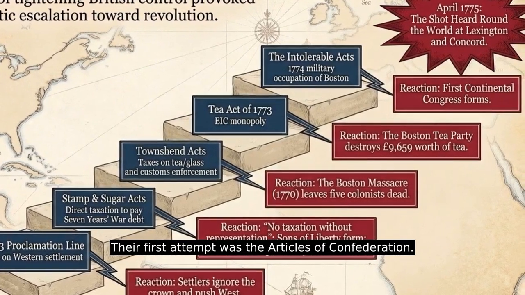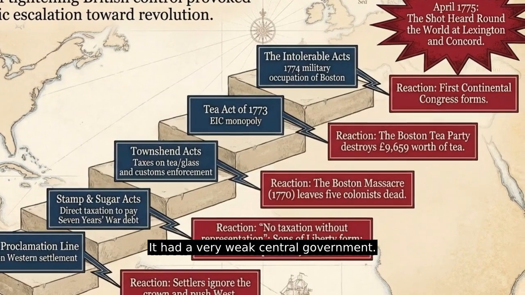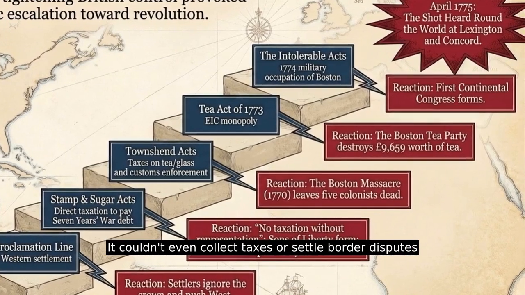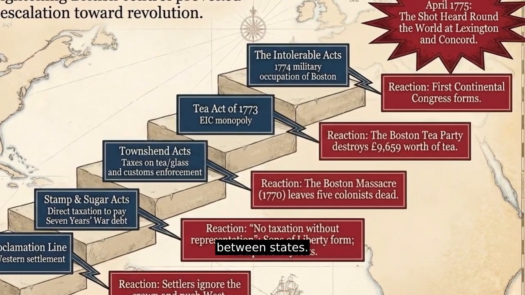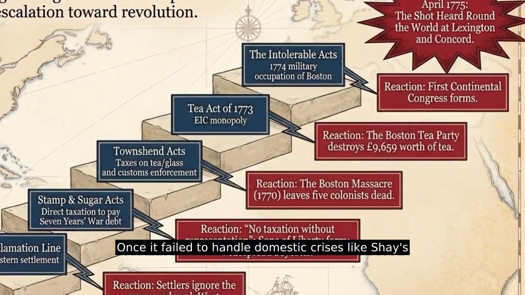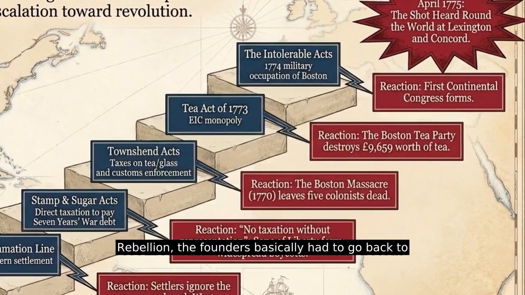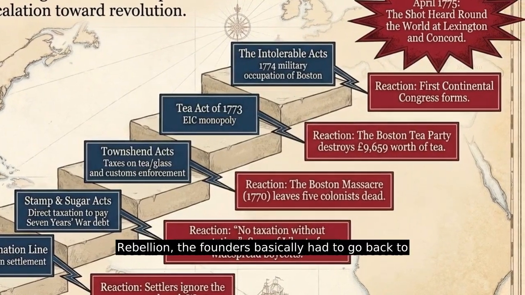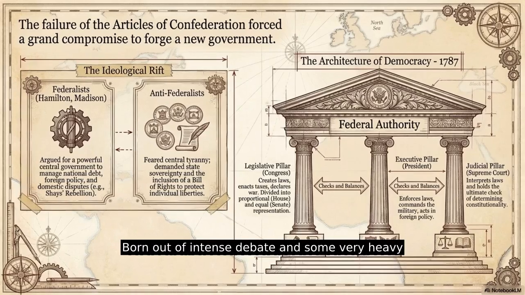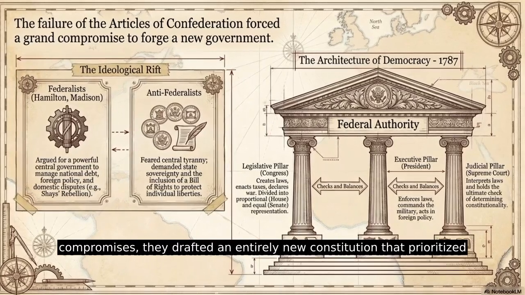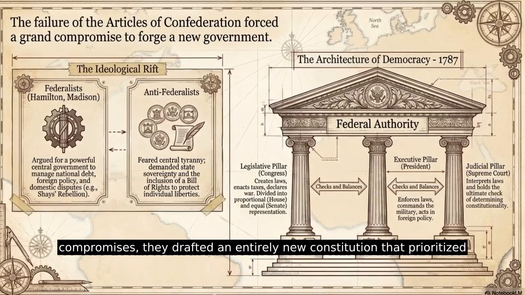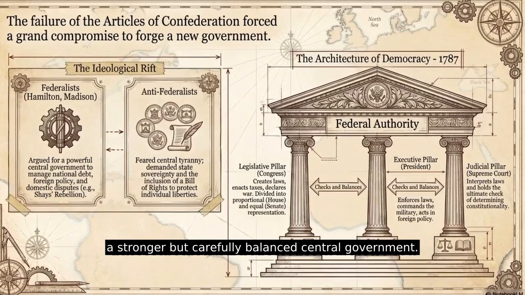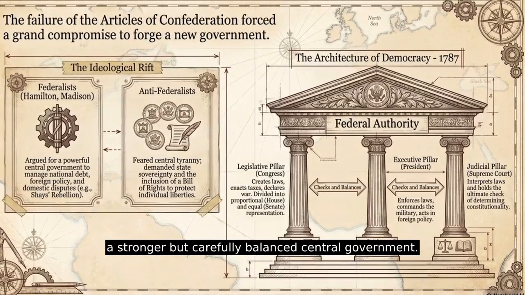Their first attempt was the Articles of Confederation, and well, it had a very weak central government. It couldn't even collect taxes or settle border disputes between states. Once it failed to handle domestic crises like Shays' Rebellion, the founders basically had to go back to the drawing board in Philadelphia. Born out of intense debate and some very heavy compromises, they drafted an entirely new constitution that prioritized a stronger but carefully balanced central government.